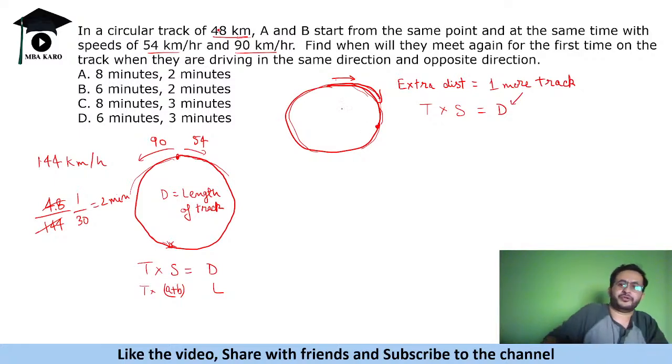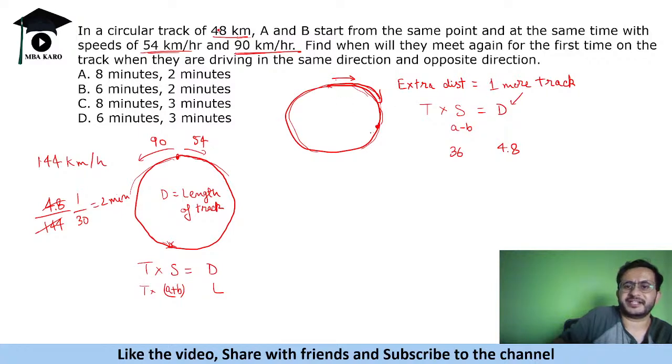Now, when they go in the same direction, what is the relative speed? Relative speed is A minus B. So this is 90 and this is 54. The relative speed is 36 kilometers per hour. And the distance is 4.8. Why is the distance 4.8? That extra distance that it is taking.